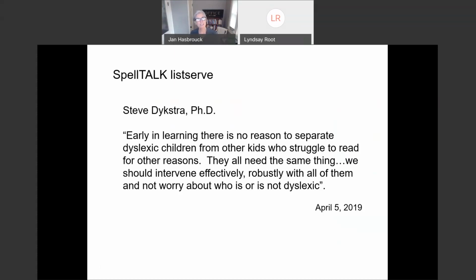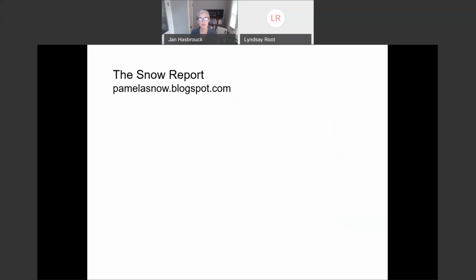This is that idea of structured literacy. Effective, powerful instruction works for all kids. Let's not wait and worry about who becomes dyslexic. That early intervention is so important.